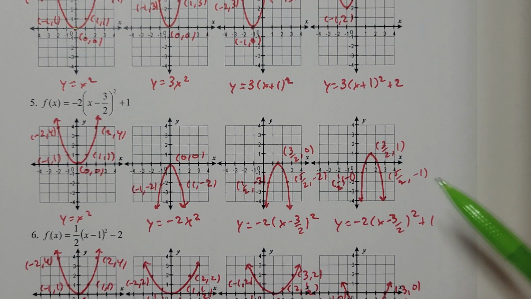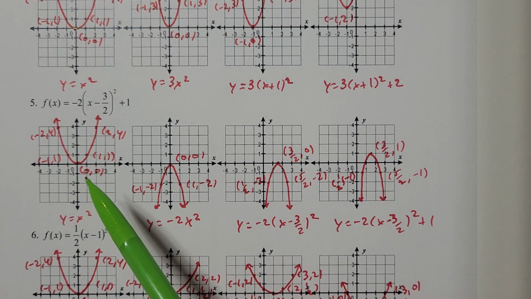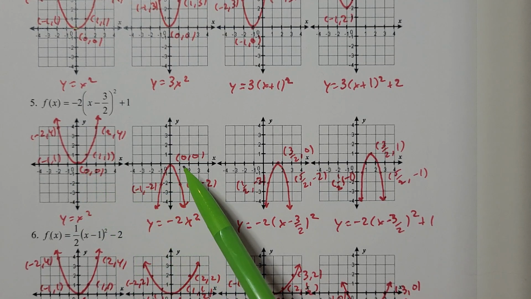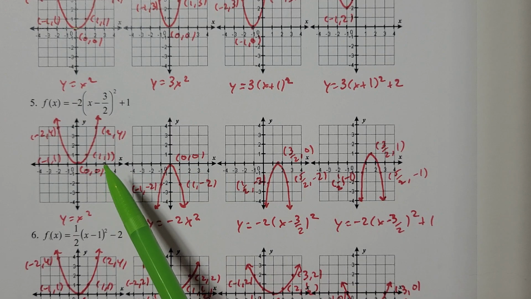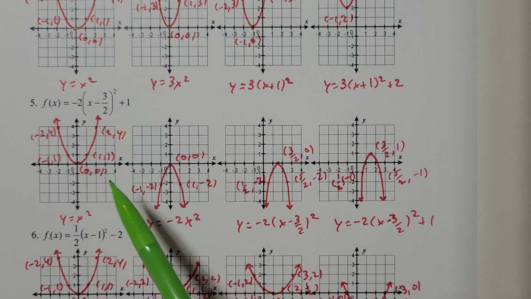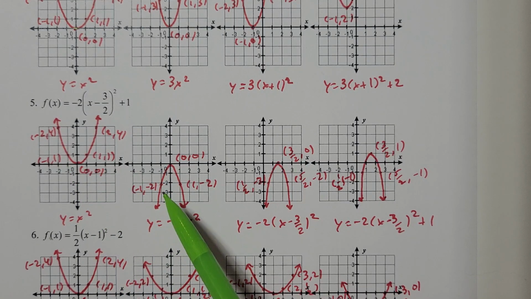So the first graph is going to be the graph of y equals x squared. Here's that graph again. The second graph is y equals a times x squared. a is negative 2. So I need to multiply all the y values by negative 2. (0, 0) is going to stay right at (0, 0). (1, 1) is going to go to (1, negative 2). (Negative 1, 1) would go to (negative 1, negative 2).